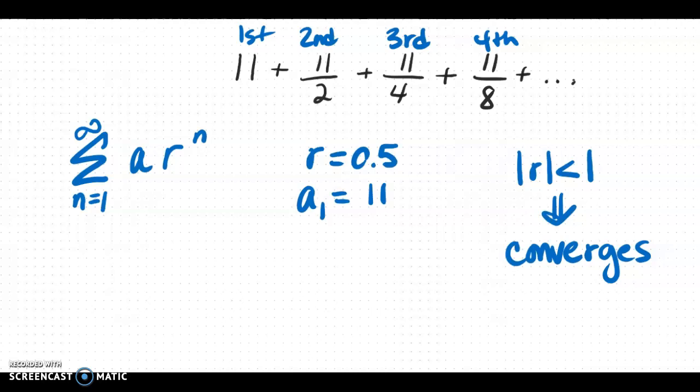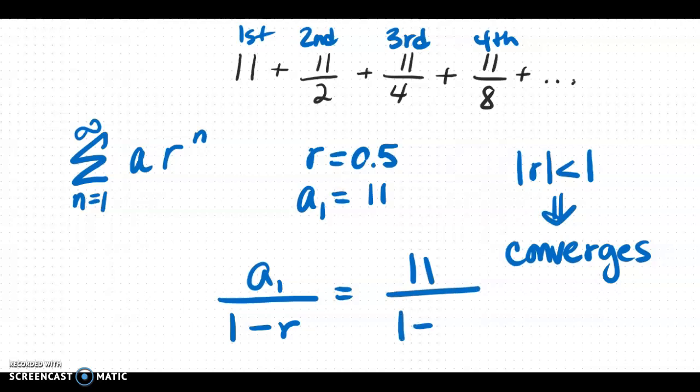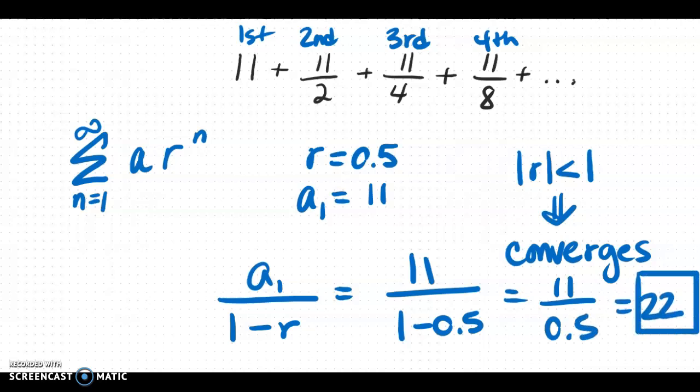So now let me see what value it converges to. And to find that value, I'm going to take the first term and divide it by 1 minus R. So the first term here is 11, and then I've got 1 minus 0.5. And so 11 divided by 0.5 is going to give me 22. And so the series will converge to the number 22.